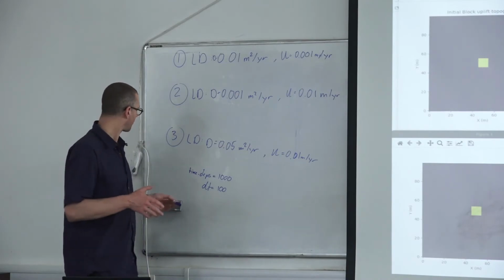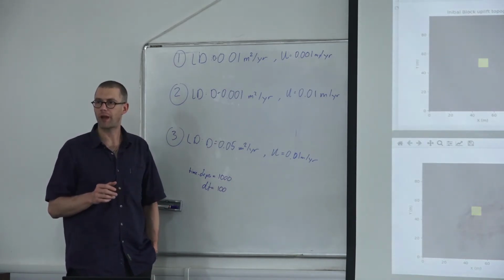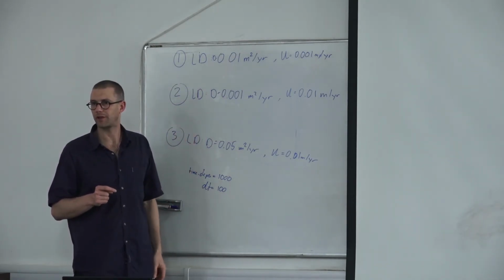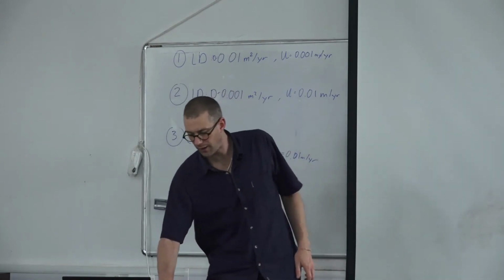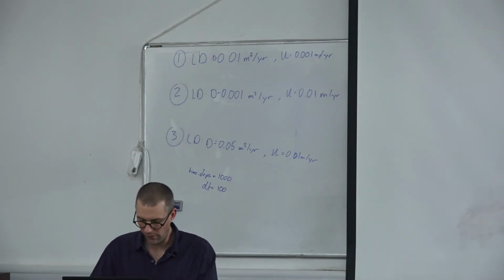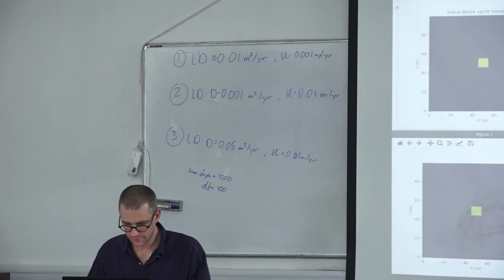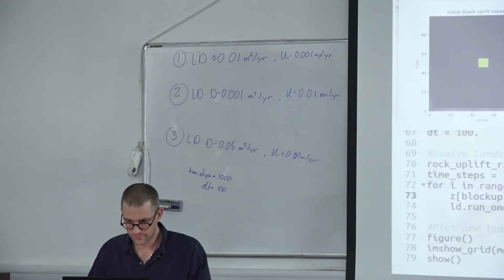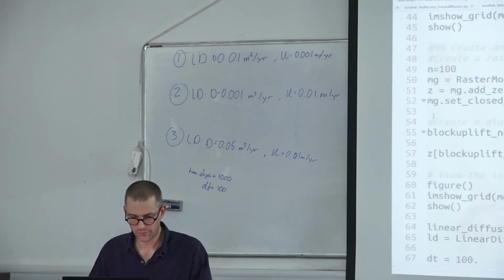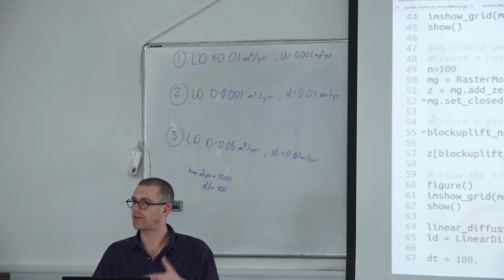Okay. So let's do this in the next 15 minutes or so, and then we talk about it. We compare the results. These are realistic settings from what we have from the field. And after that, we dive into the stream power modeling. You can use the LandLab block uplift from the GitHub and modify that. I think that's a good starting point.